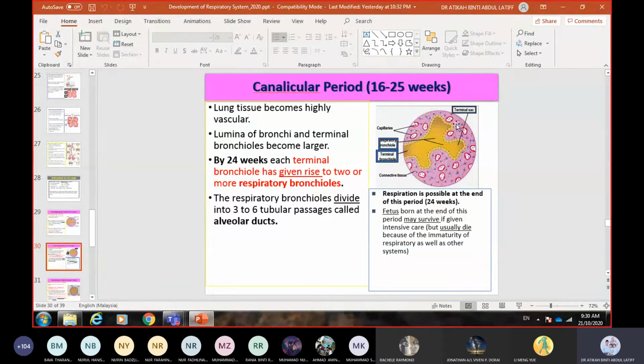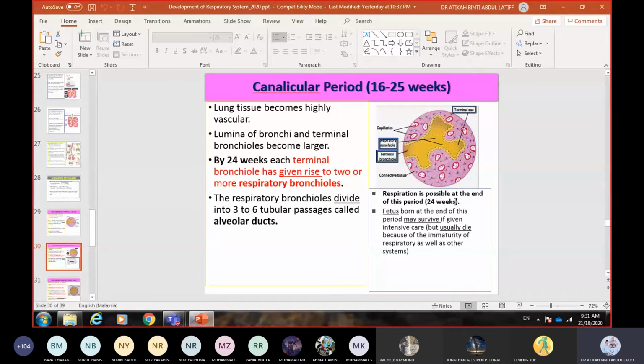Okay, and the respiratory bronchioles divide into 3 to 6 tubular passages called the alveolar ducts. So alveolar ducts have formed by the end of the 25th or 24th week. Because of that, respiration is possible at 24 weeks. So if a fetus is born prematurely at 24 weeks, they can survive.